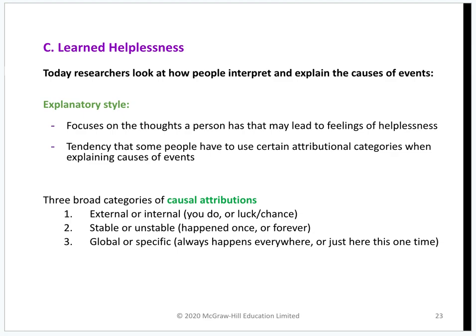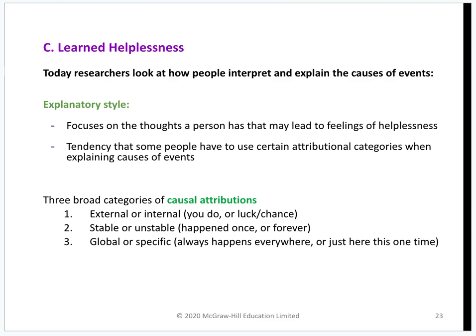So today, researchers are looking at how people interpret and explain the causes of events. We know learned helplessness is a thing, so past that, what's next? We look at explanatory style. It focuses on the thoughts a person has that may lead them to feelings of helplessness: the tendency of some people, all people, to use certain attributional categories when explaining the causes of events. So there are 3 broad categories of causal events.